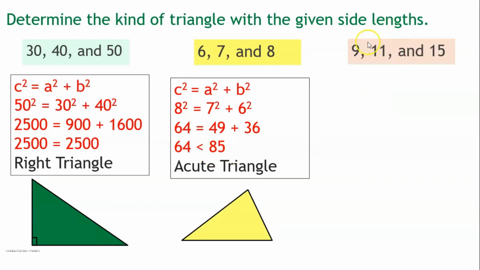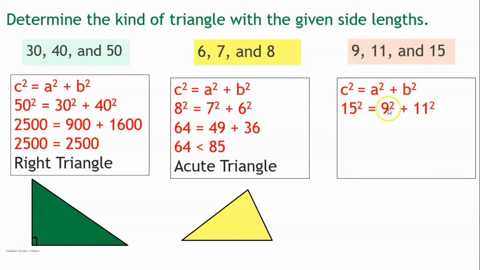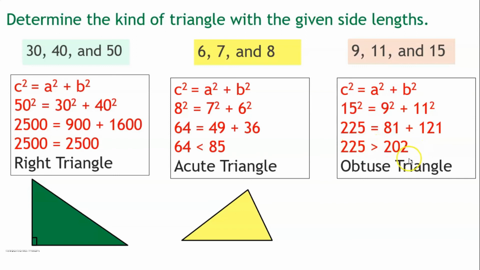Now, if the side lengths are 9, 11, and 15, again, 15 is the longest. So 15 squared compared to 9 squared plus 11 squared. Simplifying this, 225 is greater than 202. So with this, it is an obtuse triangle. So take note of that.